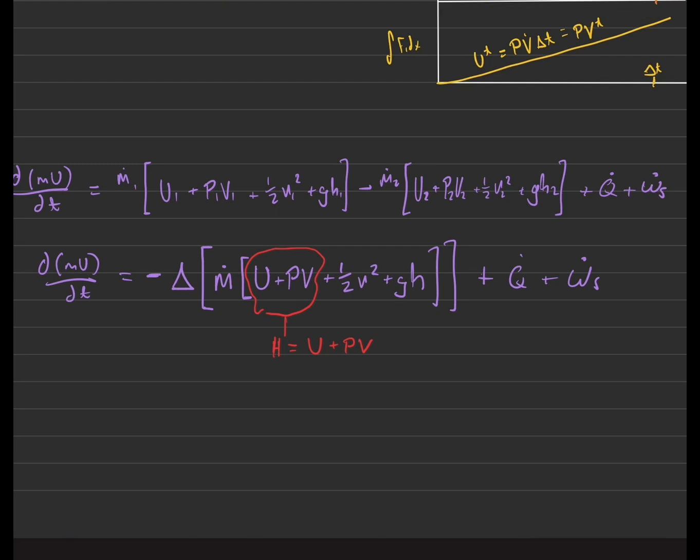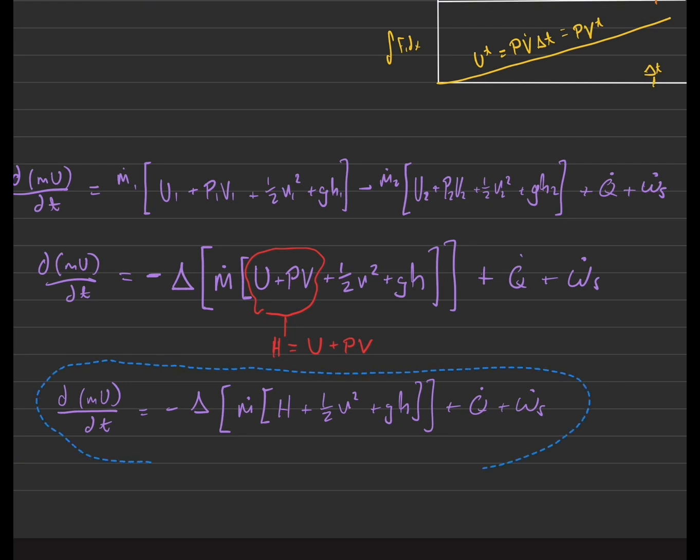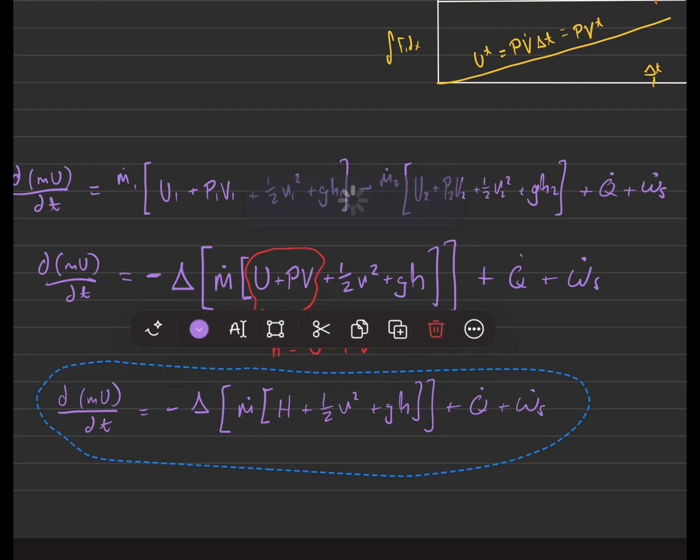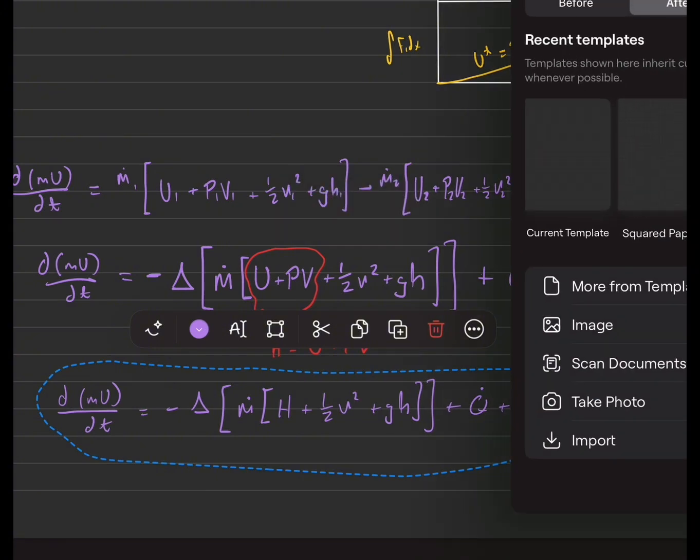So, again, we'll rewrite this and say that dU over dt is going to be equal to negative delta m, for the mass flow rate, times the enthalpy plus the kinetic energy portion plus the potential energy portion, plus the heat rate plus the work rate. Now, in a steady state system, the term on the left goes to 0. So let's go ahead and copy this to have a final little aha moment here. Move on to the next page.